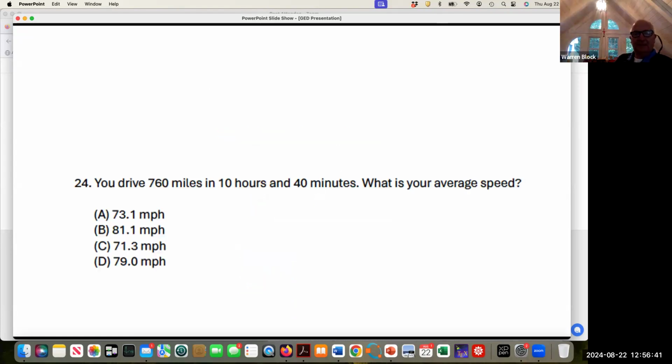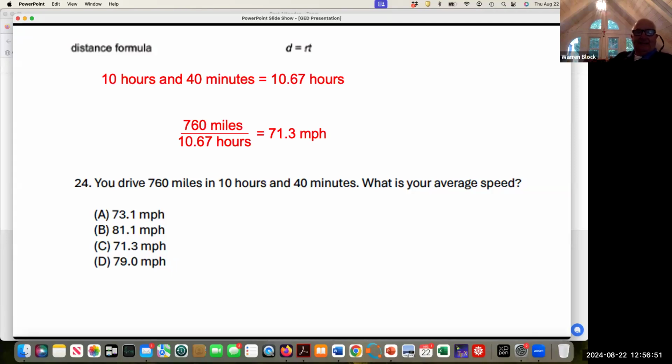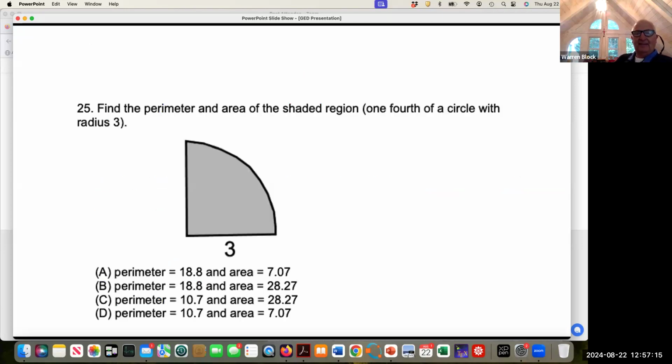So next one. I love these problems. I do them every day when I'm driving. So you drive 760 miles, it's 10 hours and 40 minutes. And I'd probably round off. So I know if I did it in 10 hours, it'd be 76. But it took longer than that, so it's going to be less. So I'm down to 73 or 71 and do the math to get to 71.3, or guess. Next one.